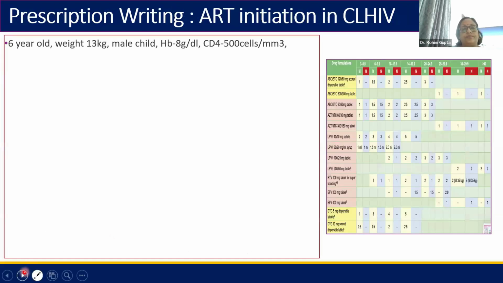So now let's do a small exercise. This is the drug dosage chart. I hope it is visible. I just wanted you all to do a prescription writing practice for ART initiation on DTG based regimens. So the first question is: 6-year-old, weight 13 kgs, 8 grams Hb, CD4 is 500 cells per millimeter cube. Please tell me what is the prescription for this child.